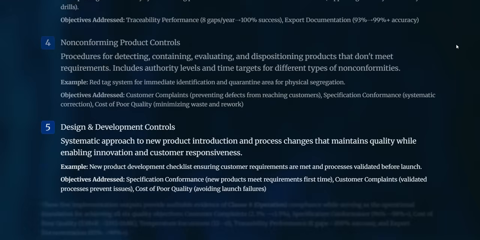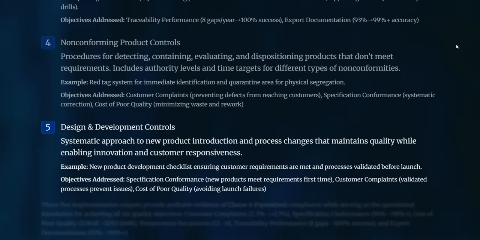The fifth output here is design and development control. You must be able to conduct a systematic approach to new products, introductions, and process change that maintain quality while enabling innovation and customer responsiveness. Example here is new product development checklist ensuring customer requirements are met and processes validated before launch.